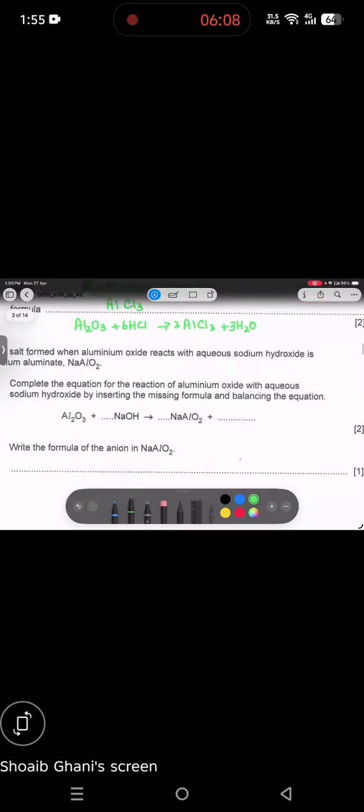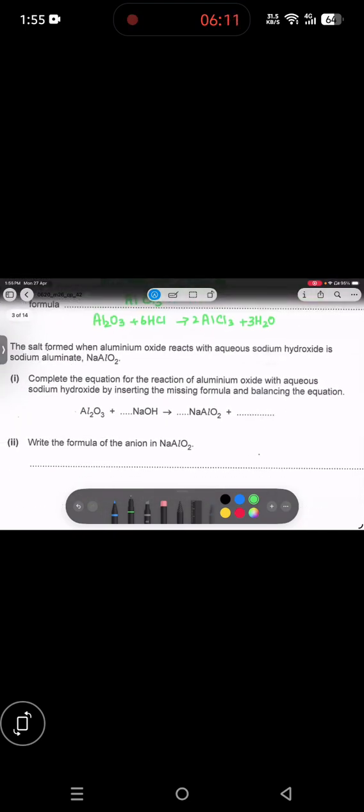Now, the next question. The salt formed when the aluminium oxide reacts with aqueous sodium hydroxide is sodium aluminate. The name is sodium aluminate. Complete the equation for the reaction of aluminium oxide with aqueous sodium hydroxide by inserting the missing formula and balance the equation. So to balance the equation, we're going to write down the 2 here, and a single H2O will form here.